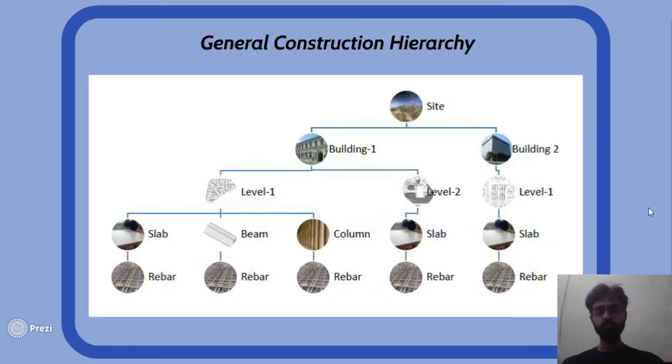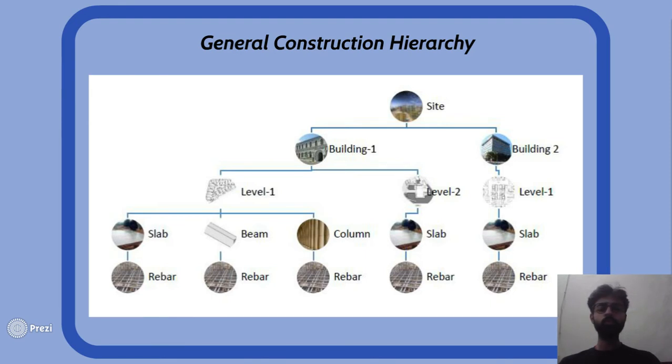There were some loopholes, but before that we need to tell the general construction hierarchy. If you see, there is a site at first. In the construction industry also, we first have to locate a site. Then there can be several buildings there. We need to make plans. Then in every building there can be several floors or levels, or building stories.